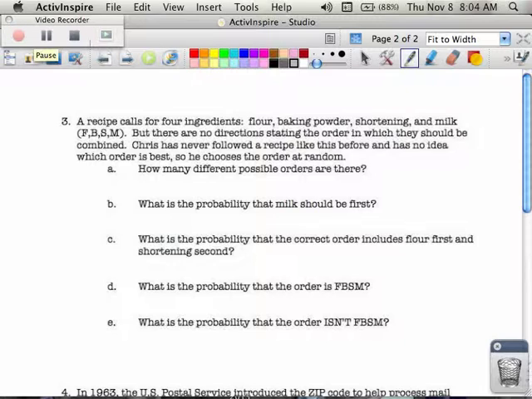All right, in this next problem, number 3 example, it says we have a recipe and there are 4 ingredients.